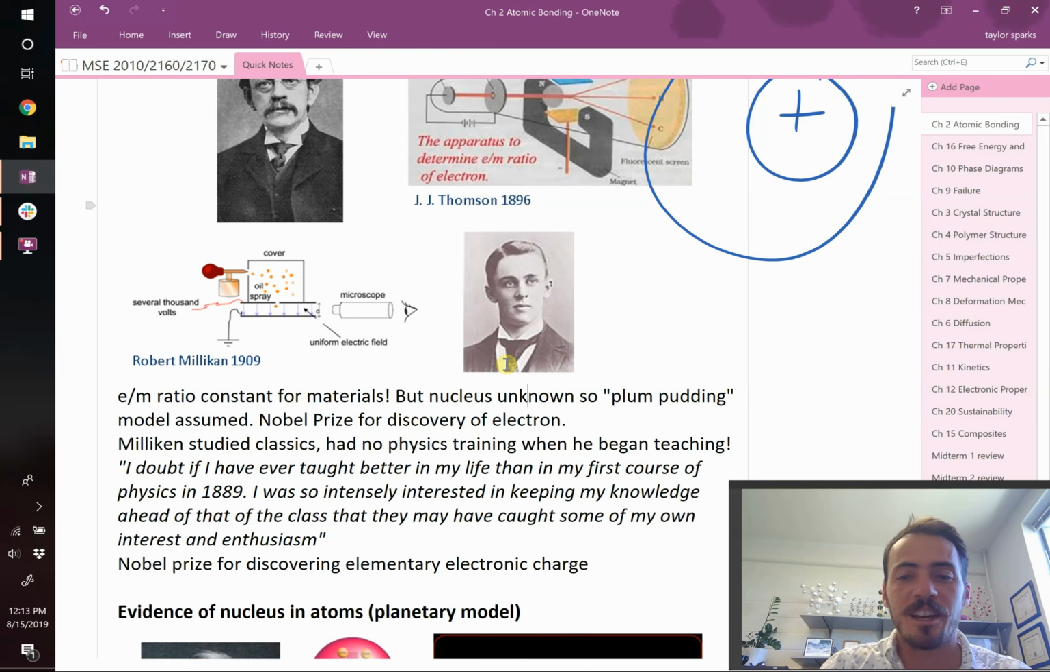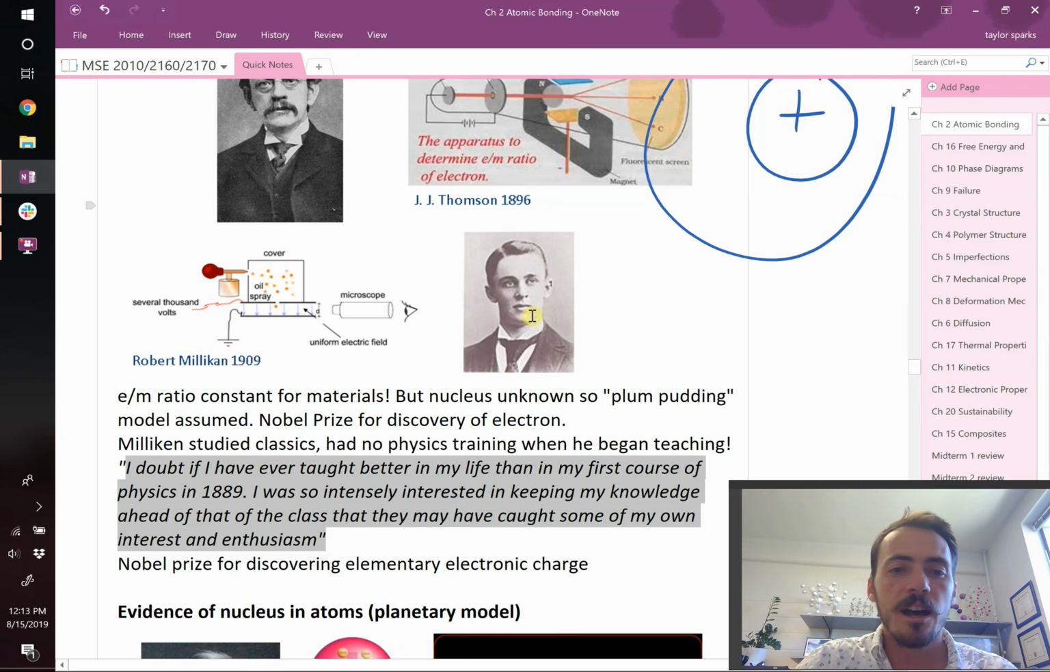And so this is what he said about it. Imagine yourself in those shoes. Imagine that you've never even taken physics before, and now you're expected to teach as a graduate student in this class. He says, "I doubt if I have ever taught better in my life than that first semester of physics in 1889. I was so intensely interested in keeping my knowledge ahead of that of the class that they may have caught some of my own interest and enthusiasm."